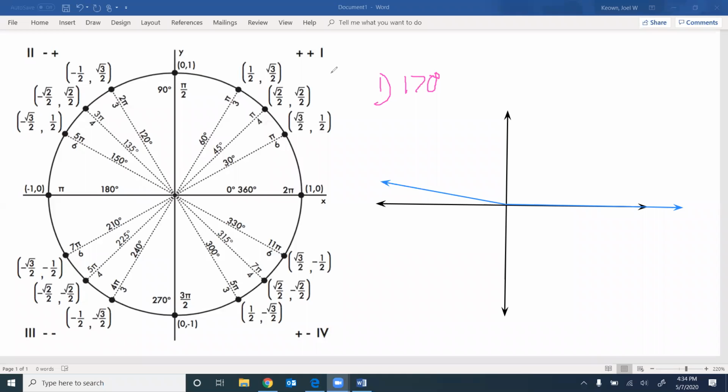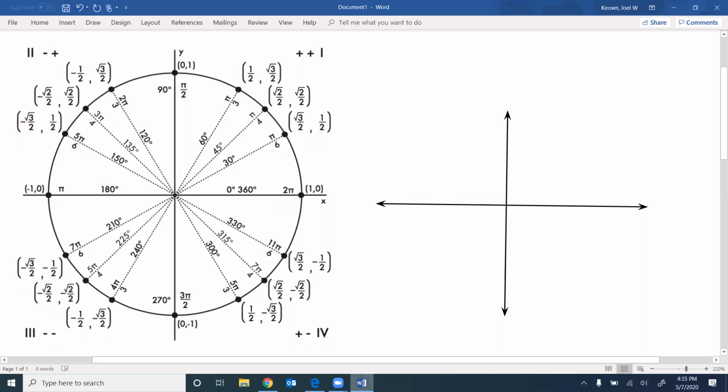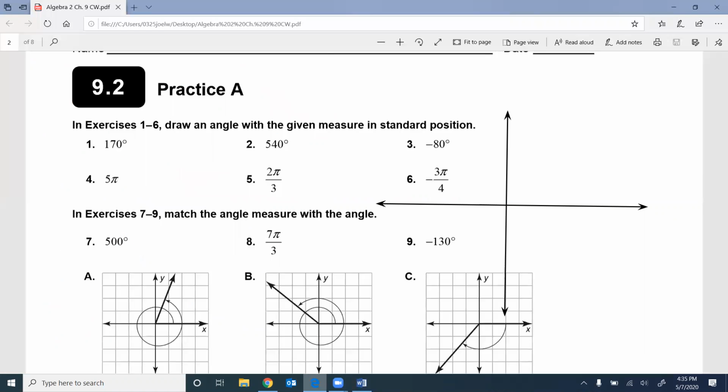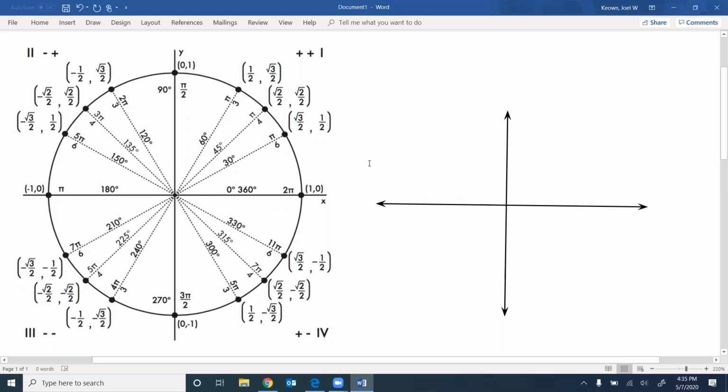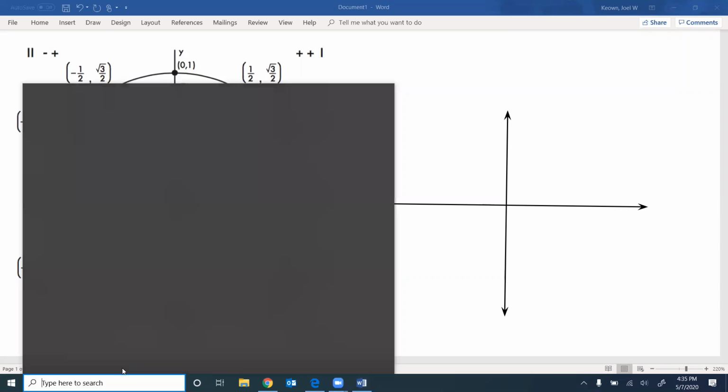See if I can take those off. There we go. Let's look at number 2. Number 2 is 540. Okay, 540. That's more than all the way around my circle. Okay, so let's pull up my calculator, which I don't have on this unfortunately right now. Oh, you know, I can pull it up. Let me just get my calculator.